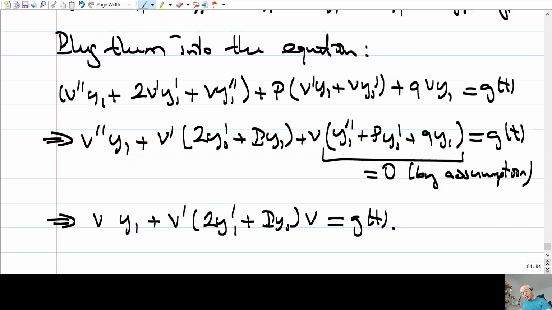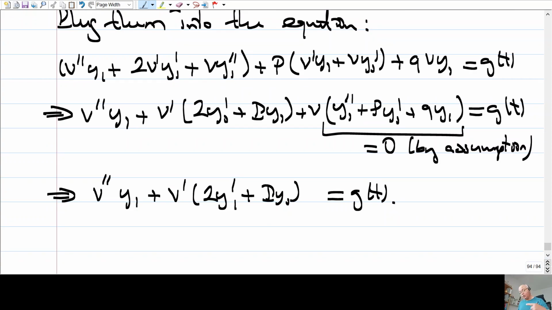Well, what kind of equation is this? This is again a second order equation in v, right? However, you see there is no v term, the coefficient of v is just 0 by assumption, because y1 is a solution of the corresponding homogeneous equation. So although this is a second order equation in v, since there is no zeroth derivative, I may consider this as a first order equation.